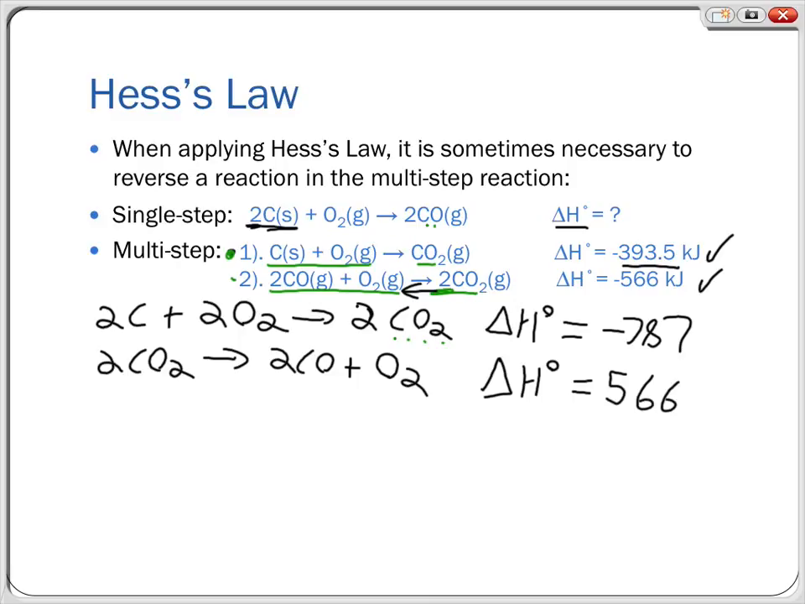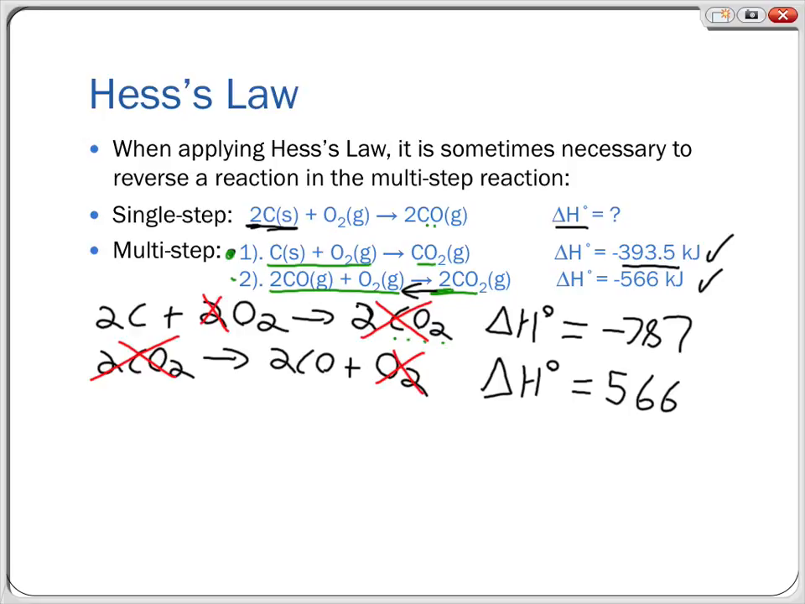So let's look and see what cancels out here. In the original reaction, we said 2C plus O2 yielded 2CO2, but we reversed that and got rid of the 2CO2 over here. So now that 2CO2 is gone. Furthermore, is there anything else that cancels out? Well, originally we had two O2s, but the O2 over here is going to cancel some of it. Originally we had two O2s, now we've gotten rid of one of them, so we just have one.